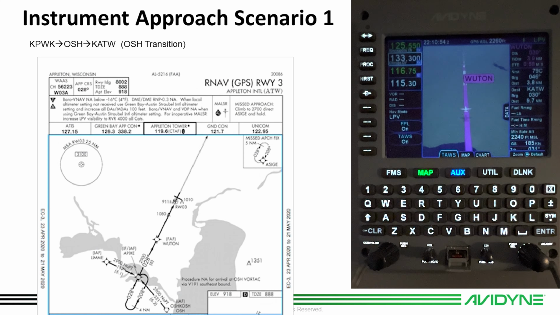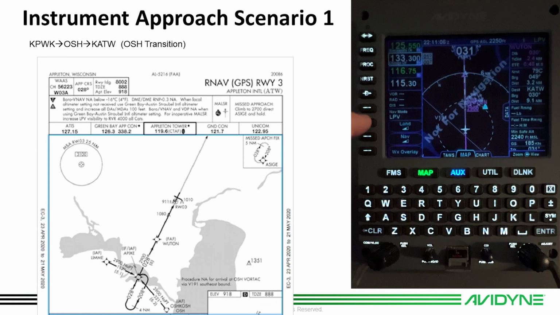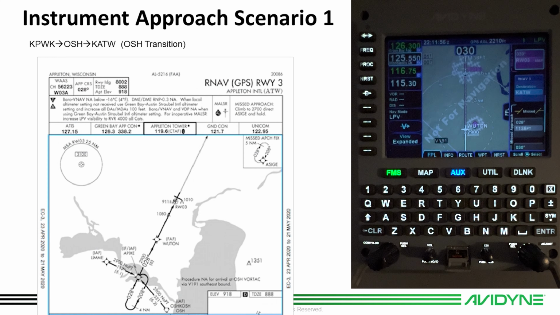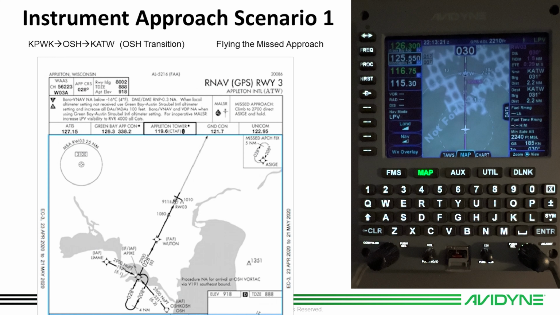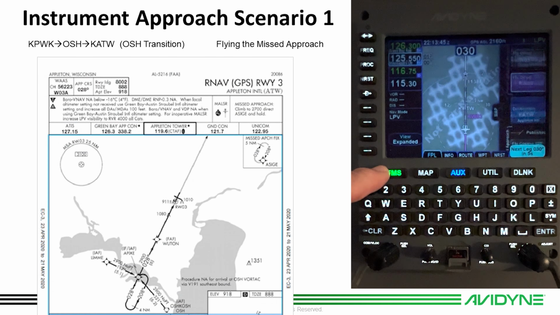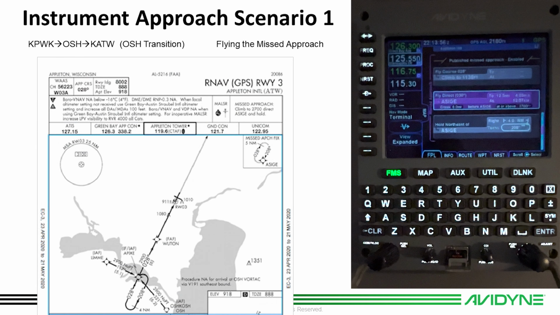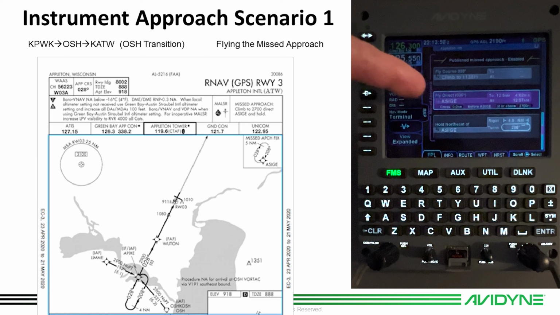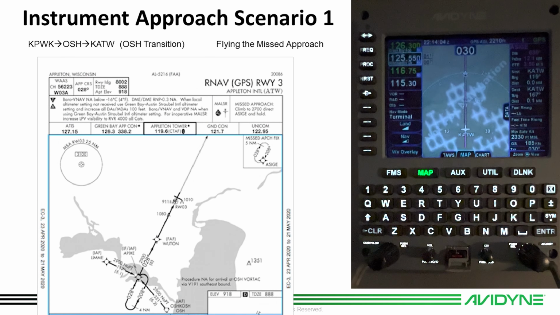We cross Wutan, which is our final approach fix, and continue inbound to runway 3, which is our missed approach point, in which case we would apply power and configure for climb and follow the missed approach guidance, which in this case is to climb to 1,138 feet, 028 degree course, then 030 degrees to Asigi, and hold.